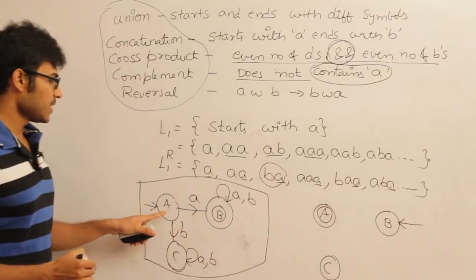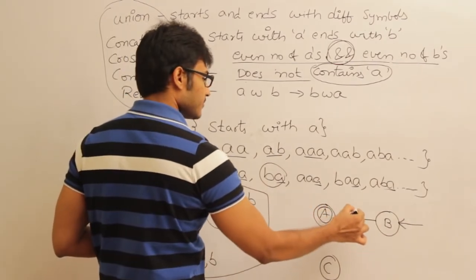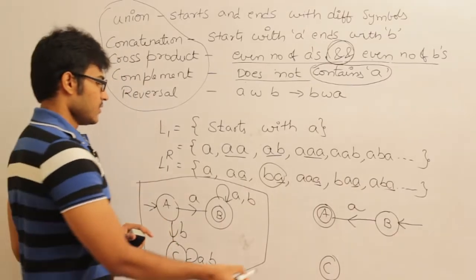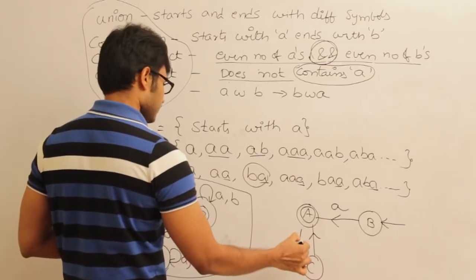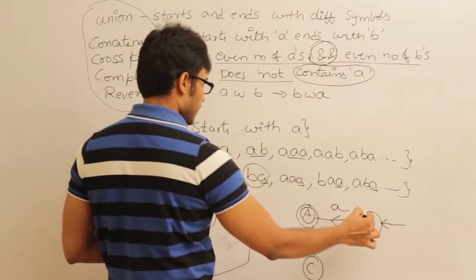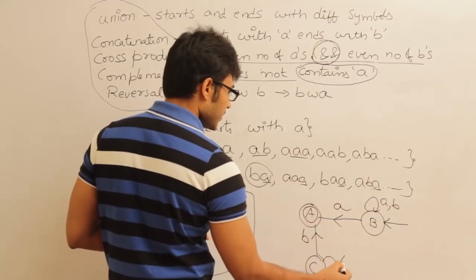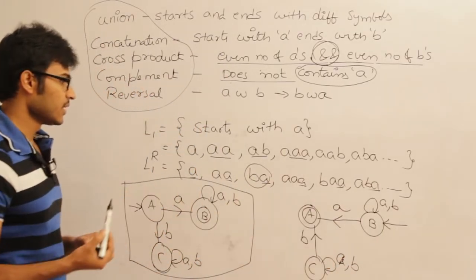Since there is an edge from A to B on small a, you just reverse it this way, and since there is an edge from B to C, you just reverse it this way, and the loops will remain the same. Loops will not change because they are from B to B, therefore B to B, and from C to C, therefore they will remain C to C, right?